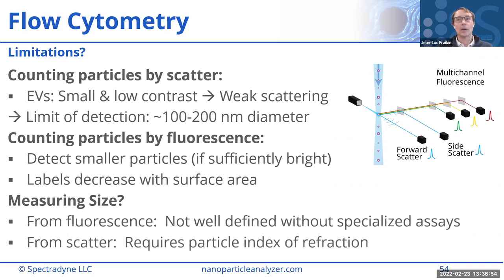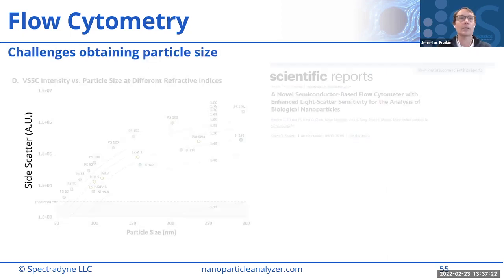And then, so what about using the scattering intensity as a way of measuring the size? Because we know the amount of scattered light depends on the size of the particle, right? The challenge here is to get from the scattering intensity of a single particle to the size of the particle requires the index of refraction of the particle, the refractive index. And that is a complicated question.